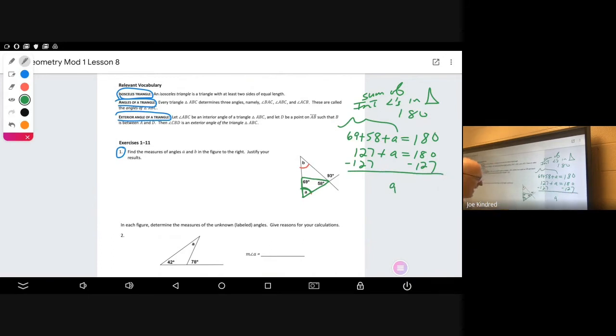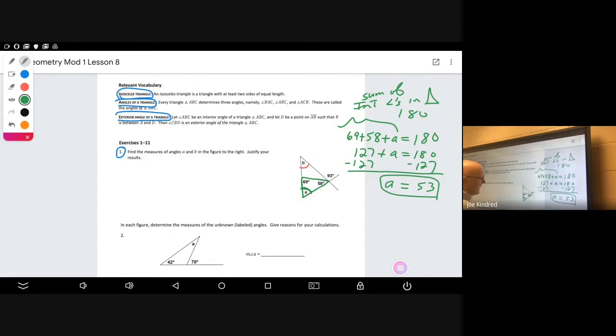Slow the video down if I go too fast. That's the great thing about the video lessons. You can pause them, rewind it, and A is equal to 53. And that is an A, not a 9. That's an A. So before somebody gets messed up there, go ahead and rewrite that as an A. A is 53.